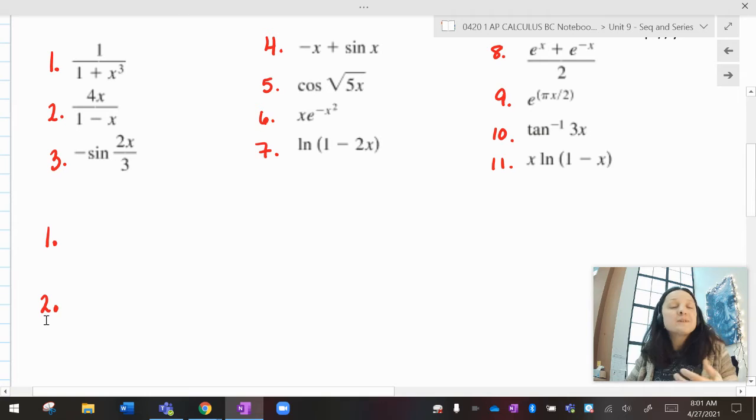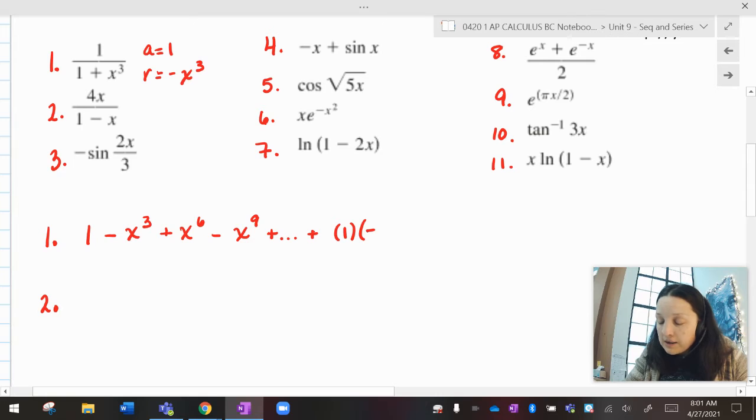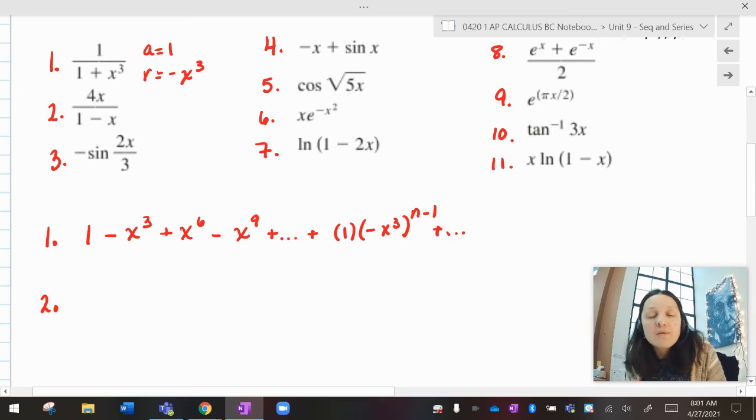So 1 over 1 plus x cubed, if I wanted to write a Maclaurin series for that and write it out, I would say, well, that's a over 1 minus r, where a equals 1 and r is negative x cubed. So then I start with 1, I multiply by negative x cubed, multiply by negative x cubed, multiply by negative x cubed, making my general term a times r to the n minus 1. Geometric series all have that form of a general term, a times r to the n minus 1. And there's my series.